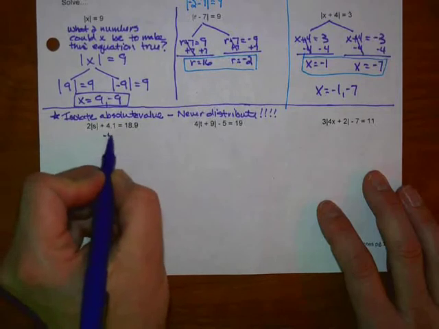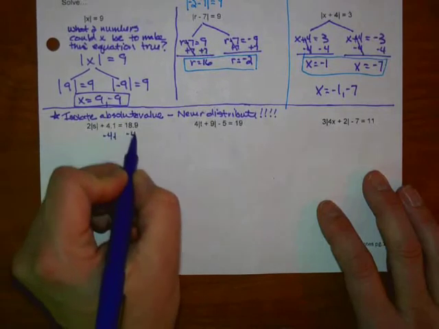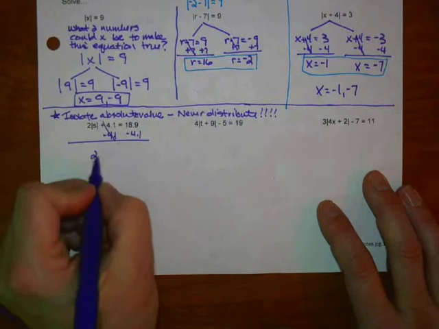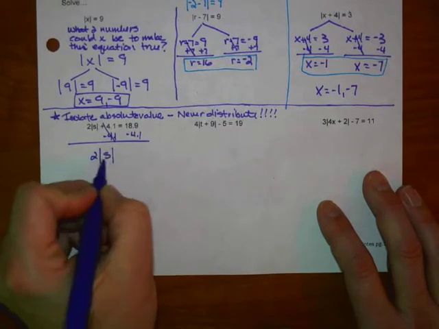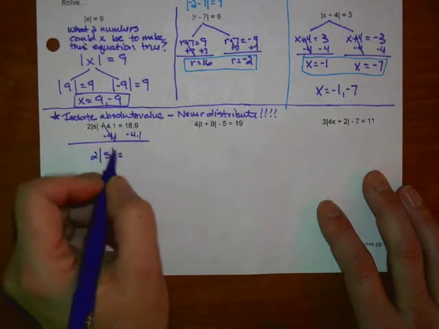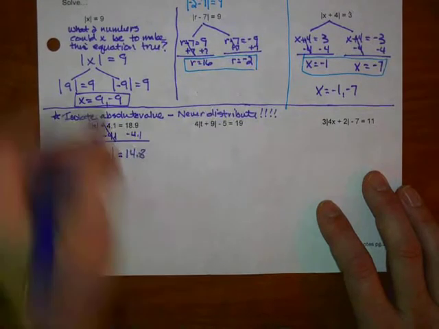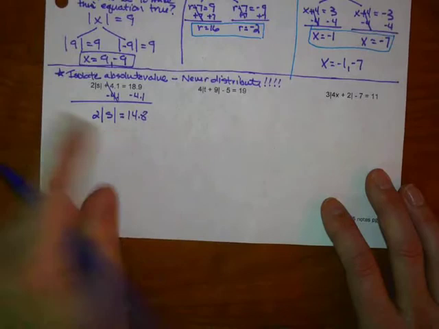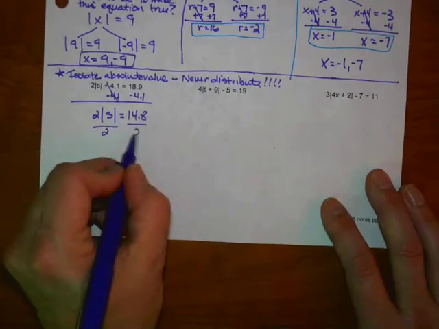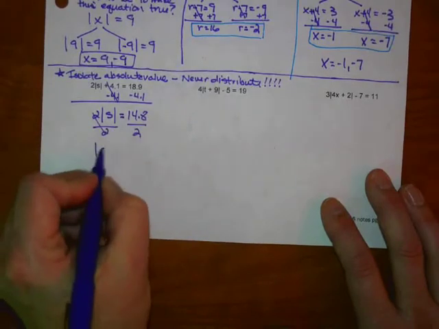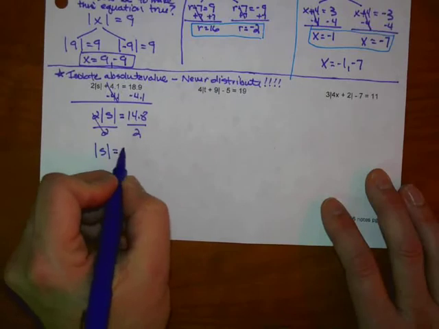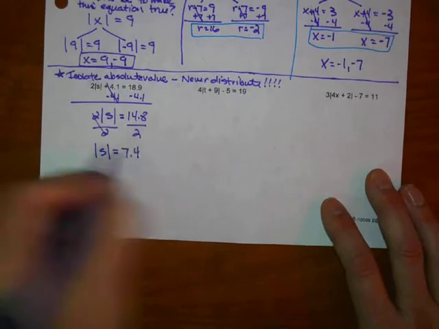First, you undo the addition. So I got to subtract 4.1. I'm working towards getting this absolute value thing by itself. So that's going to be 14.8. It's still not by itself, so I got to divide by 2. Absolute value of s equals 7.4.